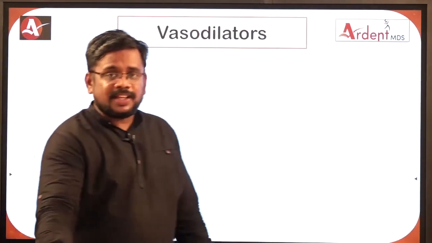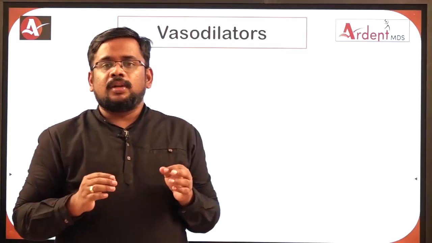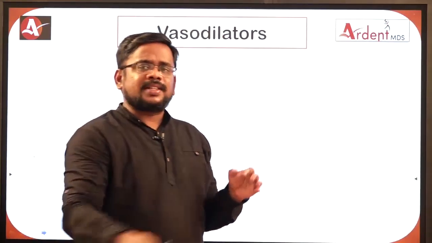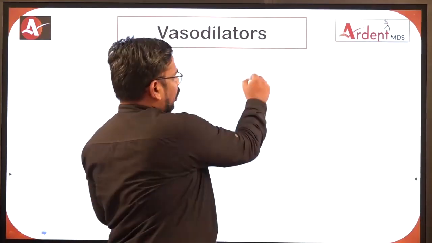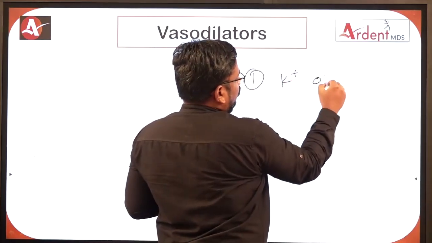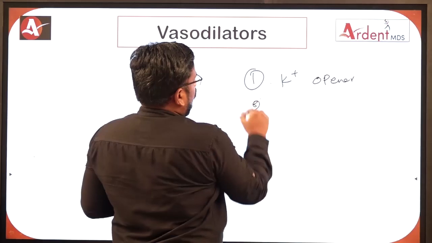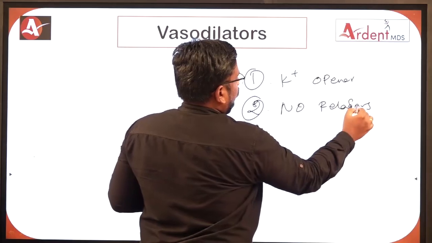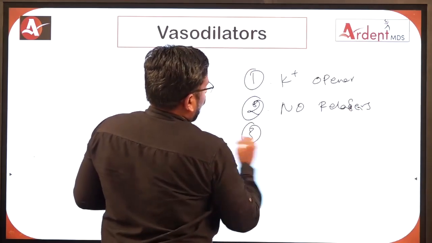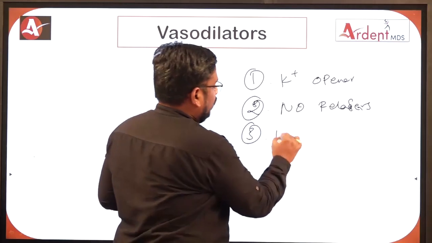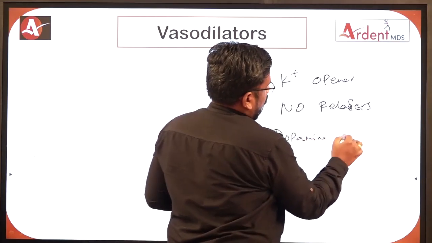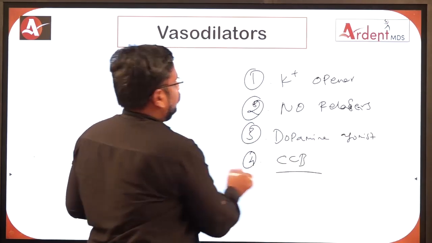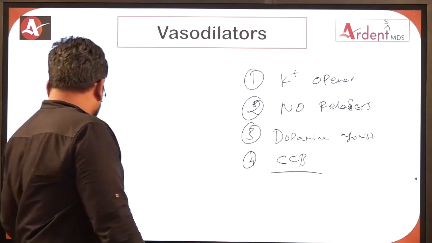Next group of drugs is vasodilators. Vasoconstriction increases the blood pressure, so vasodilators decrease the blood pressure. What are the various types of vasodilators used in hypertension? Number 1, potassium channel openers. Number 2, nitric oxide releasers. Number 3, dopamine agonists. And number 4, calcium channel blockers. These are the four kinds of drugs. Let's see them one by one.